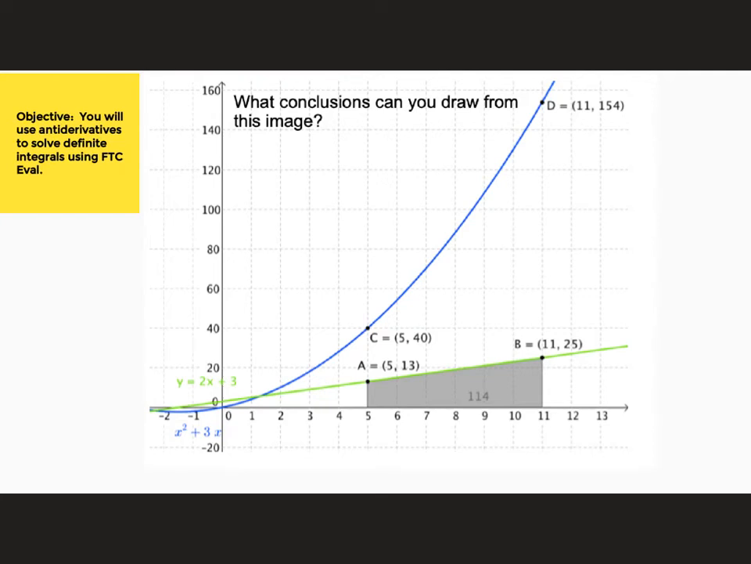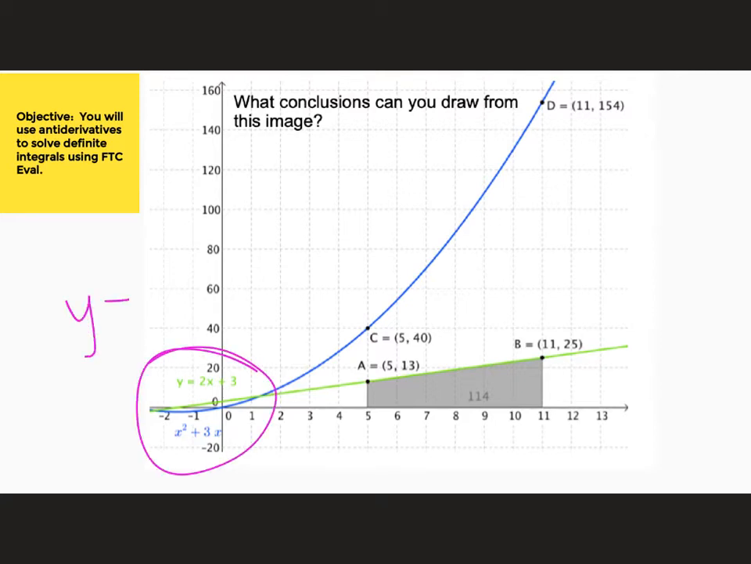Alrighty, let's see what we got. You can use antiderivatives to solve definite integrals using whatever FTC stands for. So what conclusions can you draw from this image? You should take a look at this image, and think about what you're seeing and what connections you see. One easy connection is right down here.